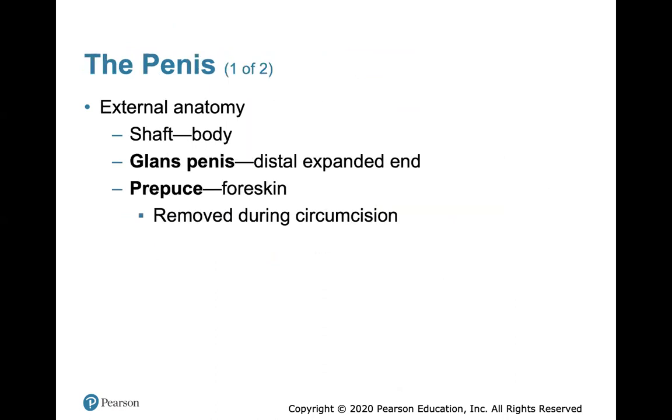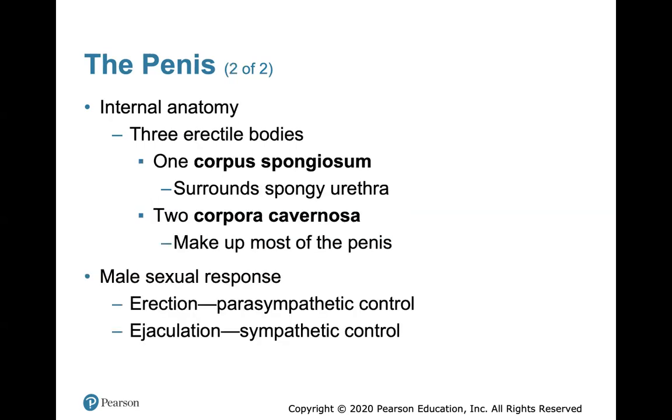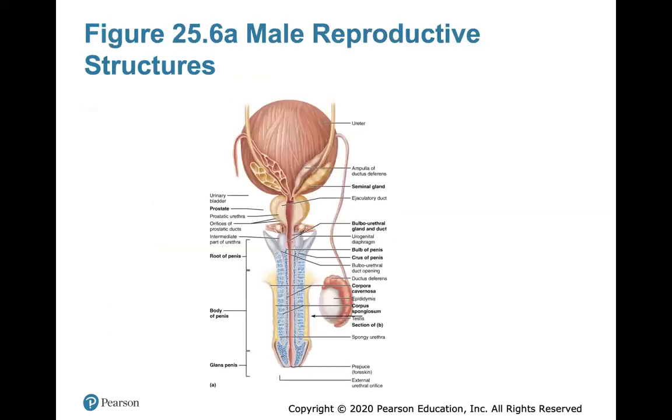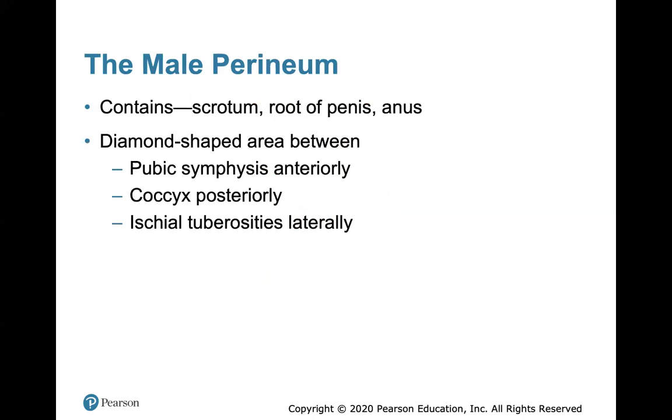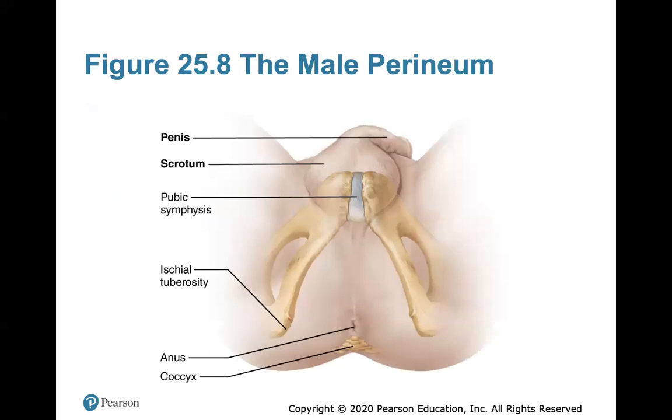Then we have the external anatomy of the penis, the shaft, the glans penis, and the prepuce. And I won't ask you guys too many questions about this, but you can see, again, the male reproductive structures. You should know well and be able to label any sort of male reproductive picture. The male perineum.